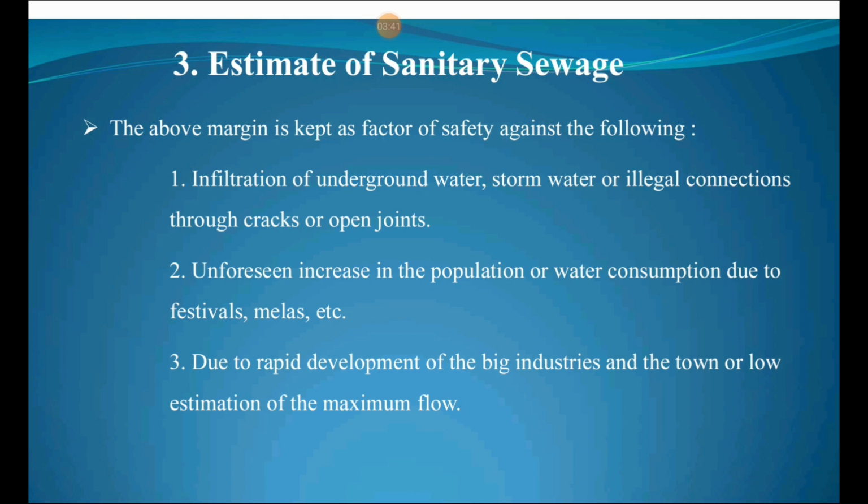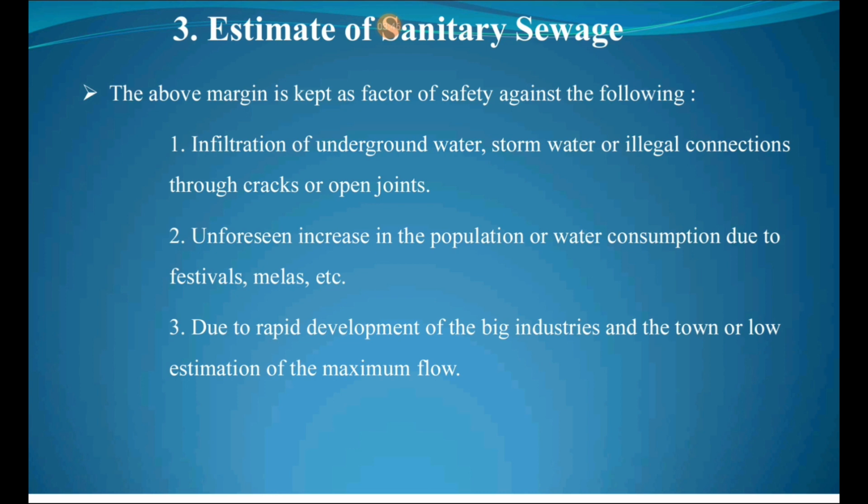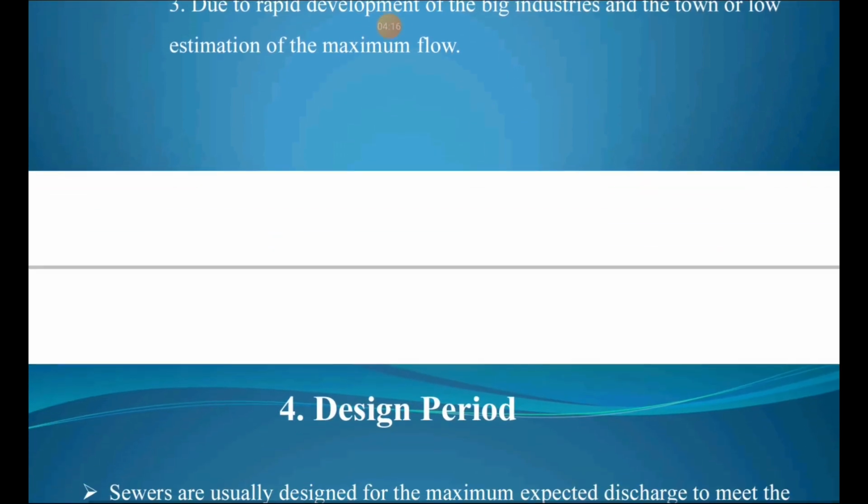So let us discuss the estimate of sanitary sewage. The above margin is kept as a factor of safety against the following. First, infiltration of underground water. The second is unforeseen increase in the population or water consumption due to festivals or melas, etc., and due to rapid development of big industries and the town, or low estimation of the maximum flow. So the margin is kept for that while estimating the sanitary sewage.